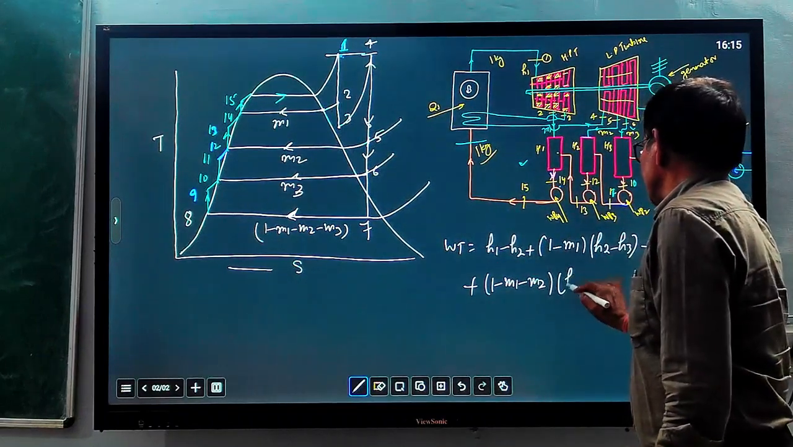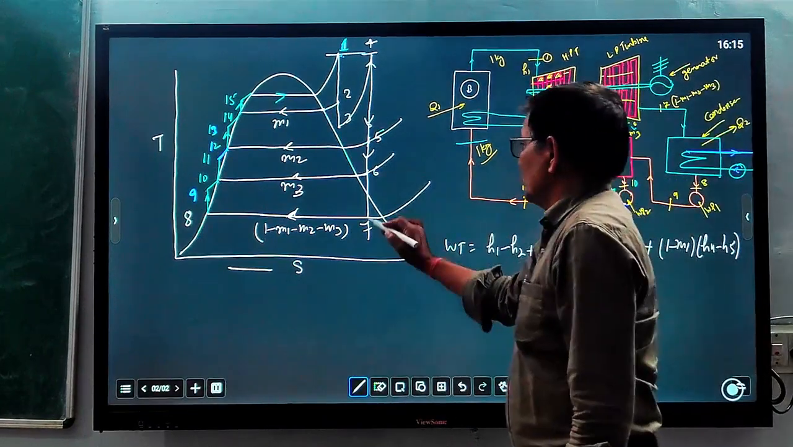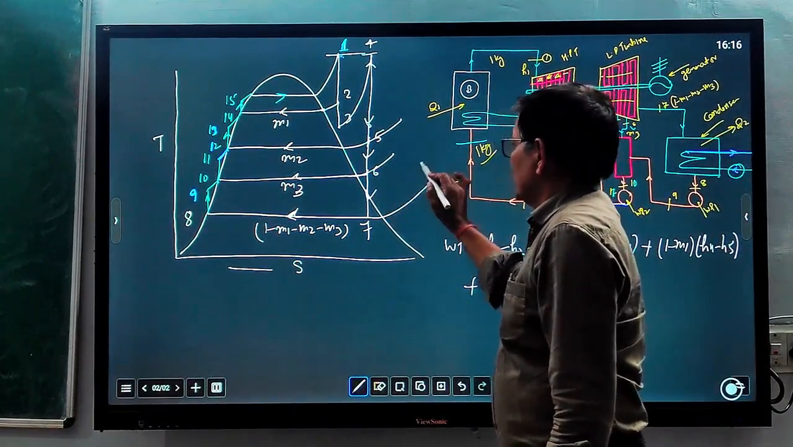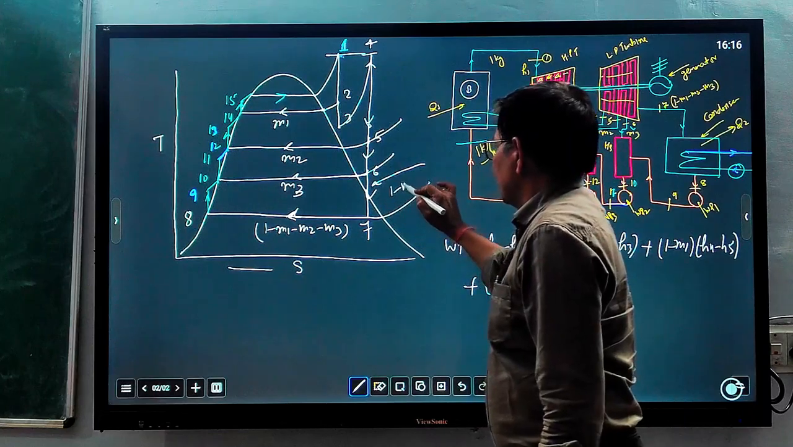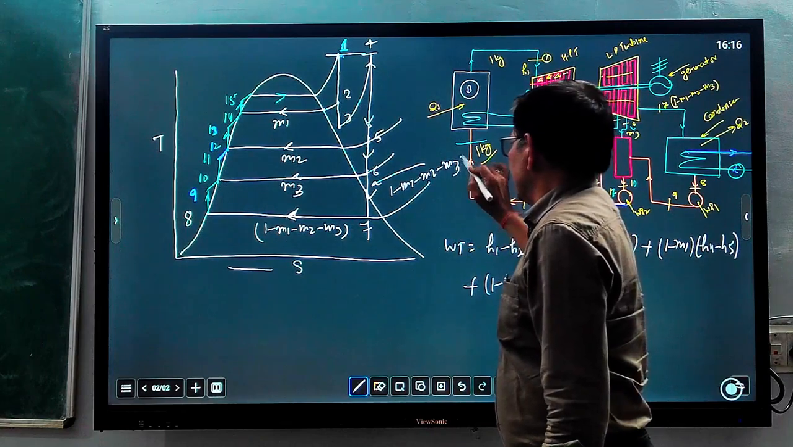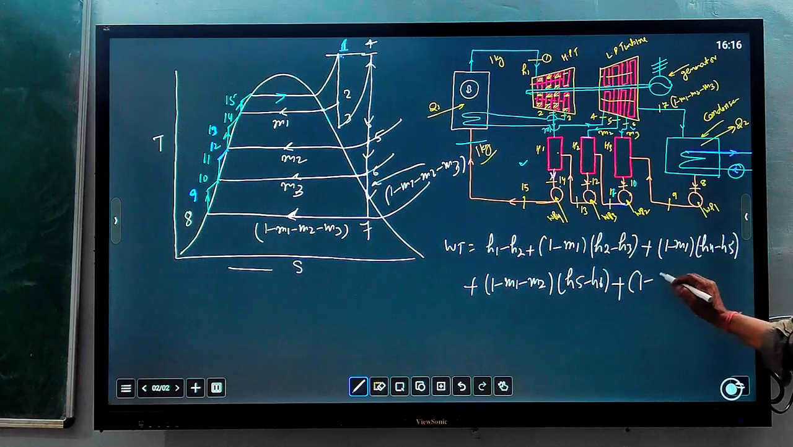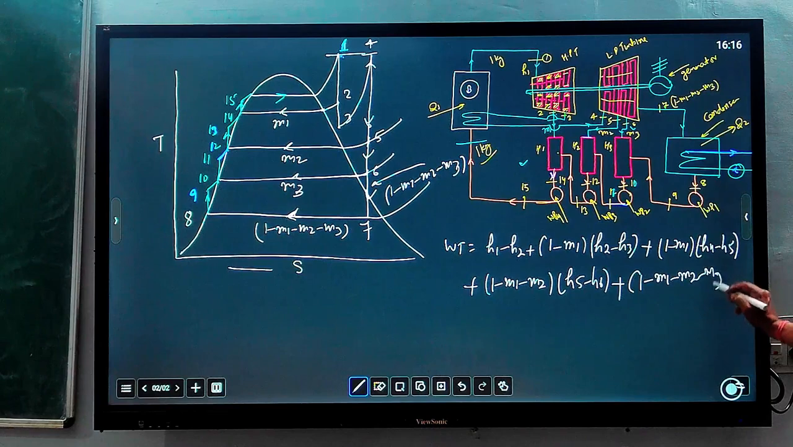So enthalpy difference will be H5 minus H6, and then for the final state from 6 to 1, the quantity that remains is 1 minus M1 minus M2 minus M3. So the least quantity remaining for expansion is (1 minus M1 minus M2 minus M3) into the enthalpy difference, that is H6 minus H7. So this is a turbine work. Overall turbine work you can find.